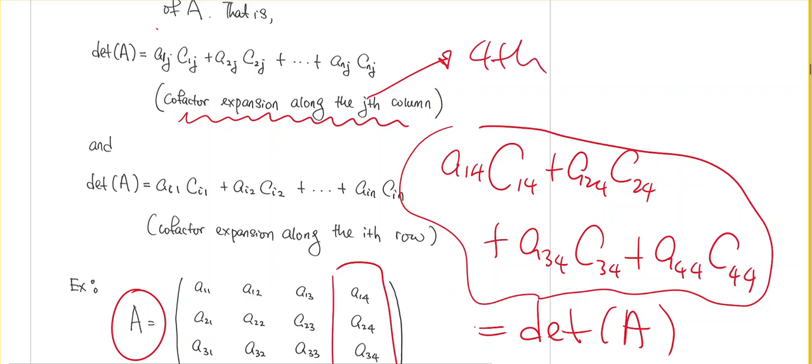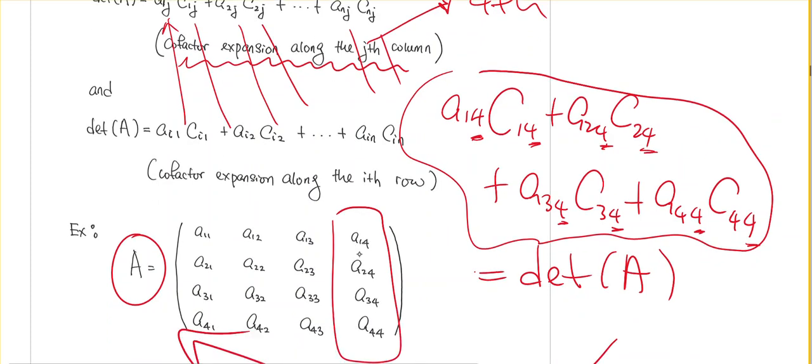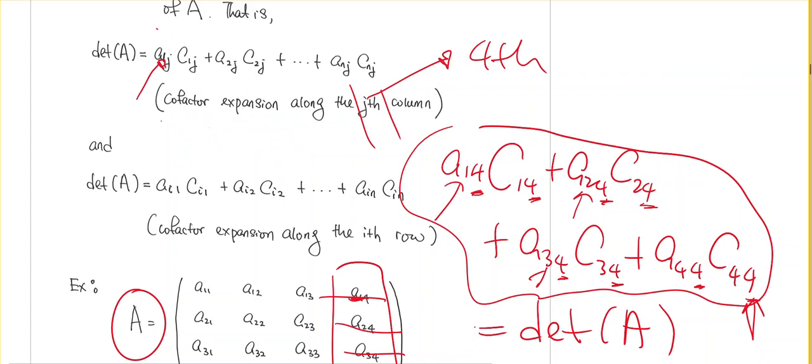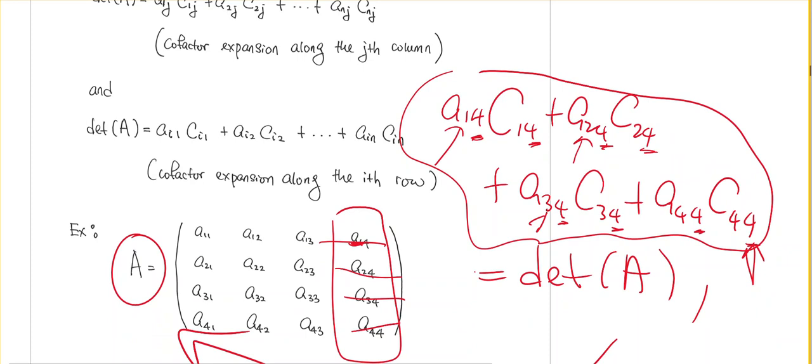So in this case, you can see that j is now 4. All the j will be 4, so all this j here will be 4, 4, 4. It's not going to change because we are on the fourth column. But when you do these expansions, you can see that the row changes from 1 to 2 to 3 to 4. The j will not change, but the row indices here will change. So this is known as the cofactor expansion for this matrix A along the fourth column.